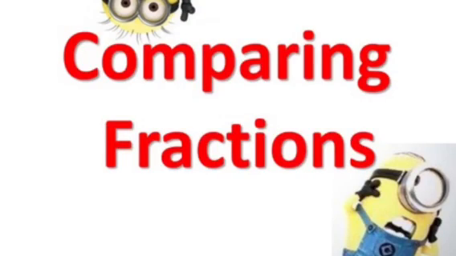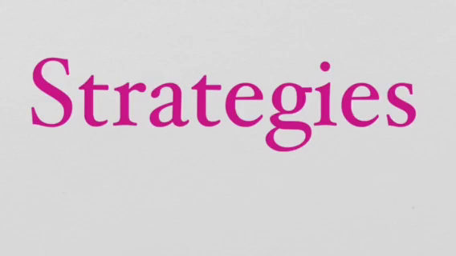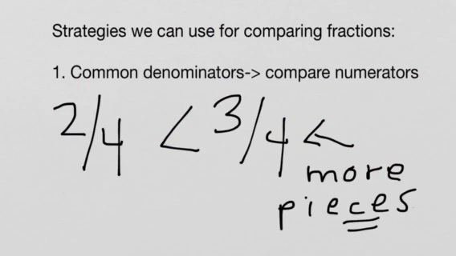Let's talk about comparing fractions. Strategies for comparing fractions. Some strategies that we can use for comparing fractions are comparing denominators and comparing numerators. If we have the same common denominator between our fractions, which in 2/4 and 3/4, 4 is the common denominator, so we're comparing 2 and 3. 2 is less than 3, so 2/4 would be less than 3/4, because if we have 3/4 of a whole, we have more pieces than if we have 2/4 of a whole.